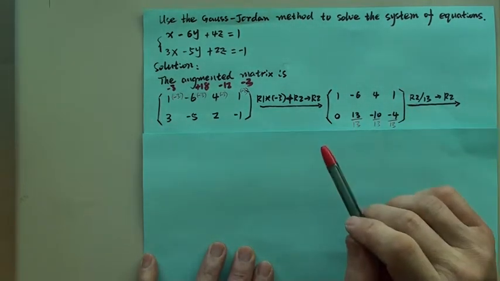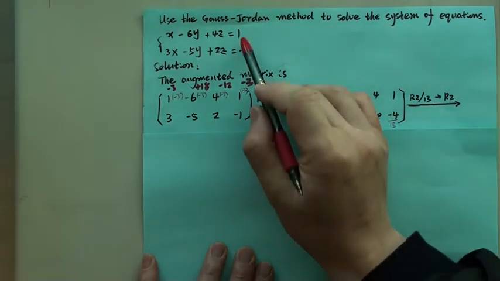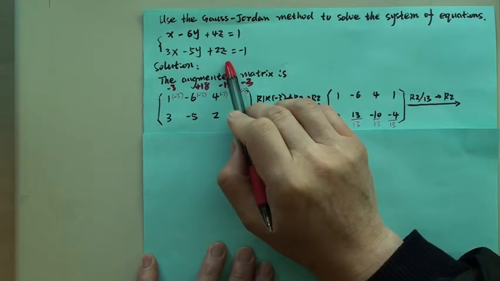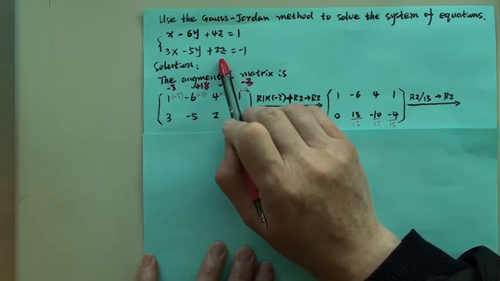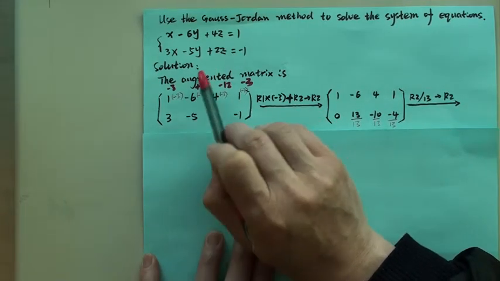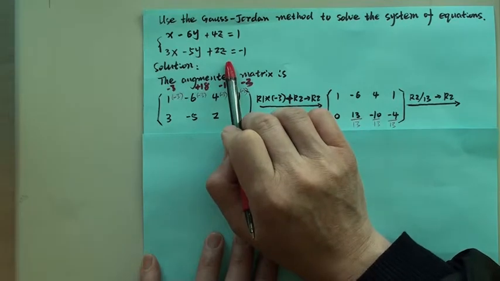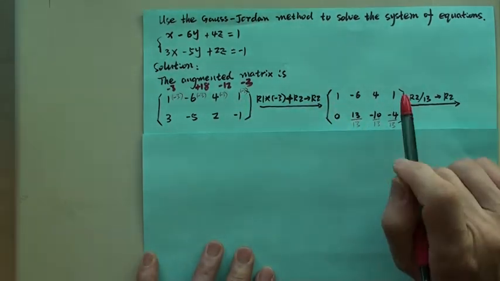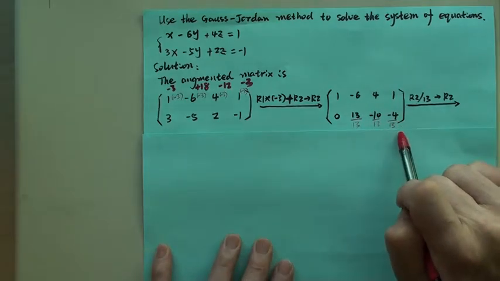You can see down here there are two equations and three variables. In this case, most likely they have infinitely many solutions. It's because the number of variables is greater than the number of equations. You will see why here.